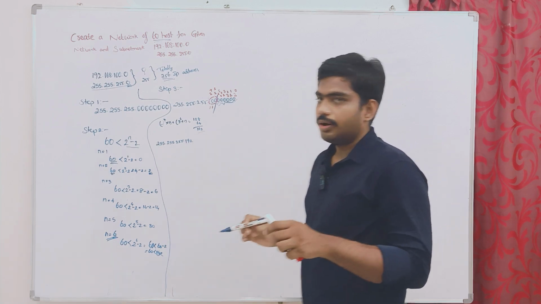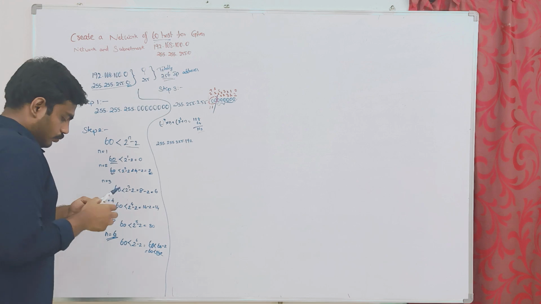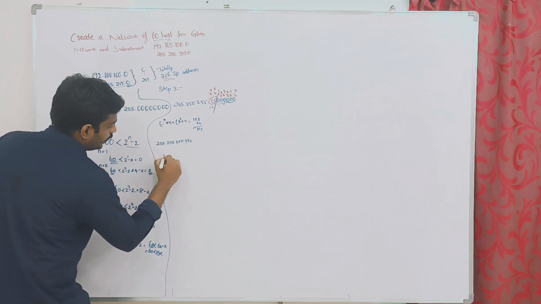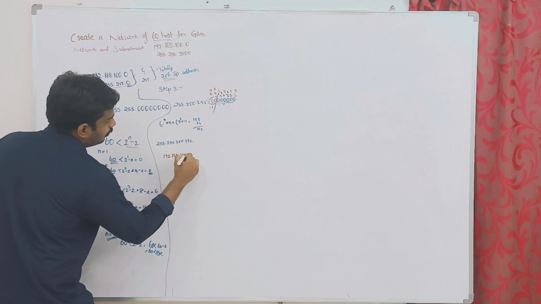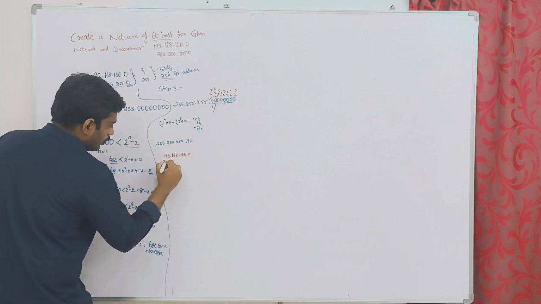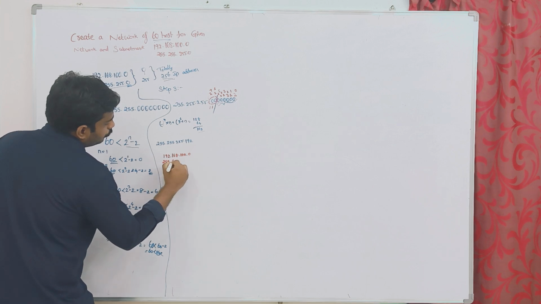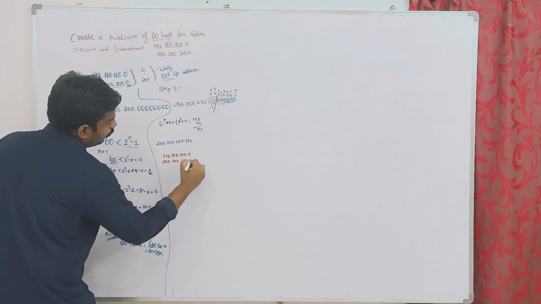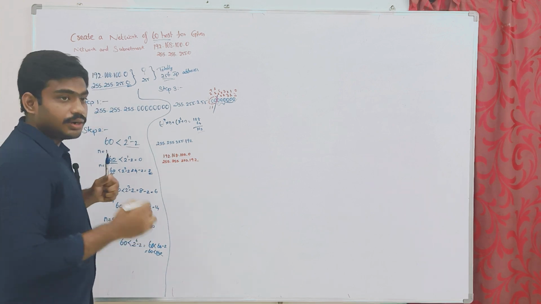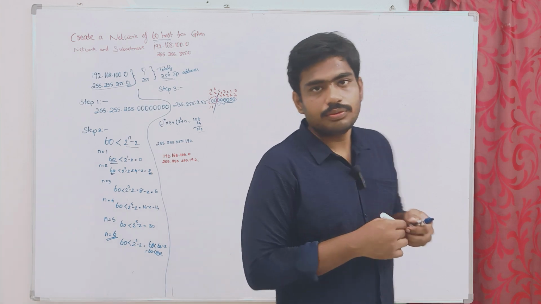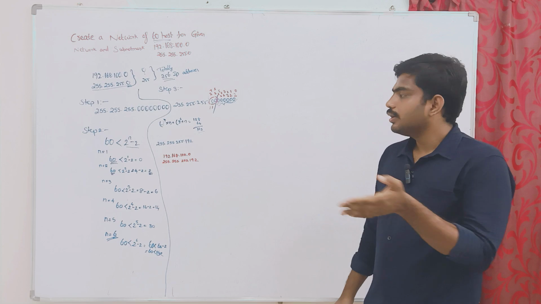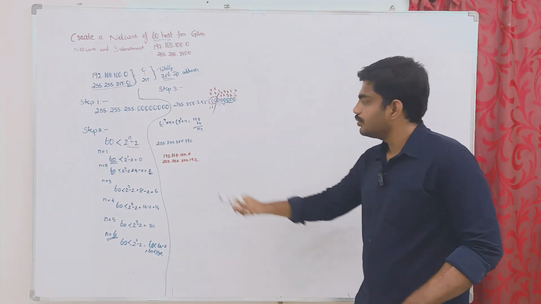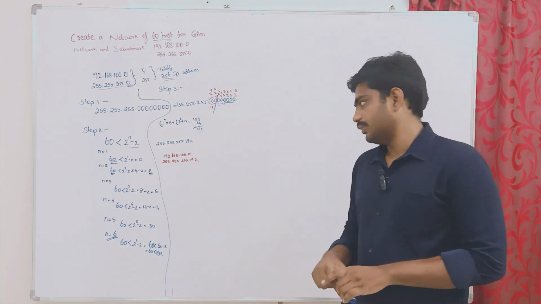So finally, what is our network? Finally, we get 192.168.100.0, and our new subnet mask will be 255.255.255.192. Okay. Now I will tell you how we calculate the network address, first IP, last IP, and broadcast address using this network and its subnet mask.